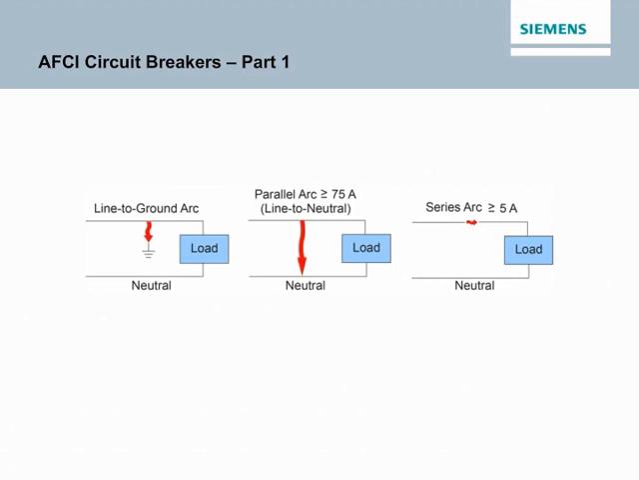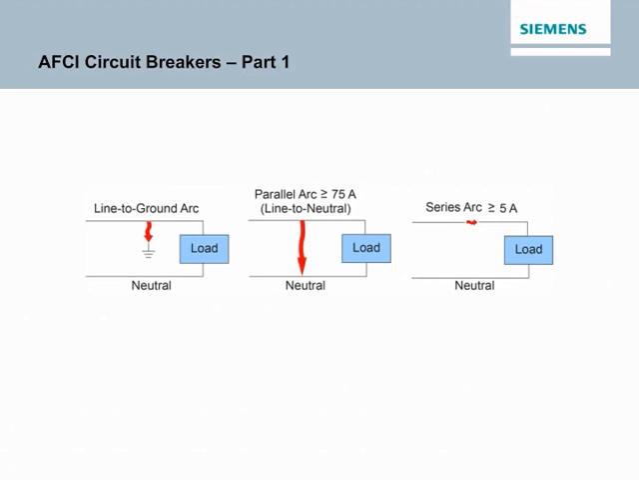More recently, combination AFCI, or CAFCI, circuit breakers have been developed. Combination arc fault circuit breakers, in addition to providing overcurrent protection, are intended to protect downstream wiring from all three categories of arc faults: line to ground, high-energy parallel arcs, and series arcs greater than or equal to 5 amps. Series arcs are arcs on a single conductor.